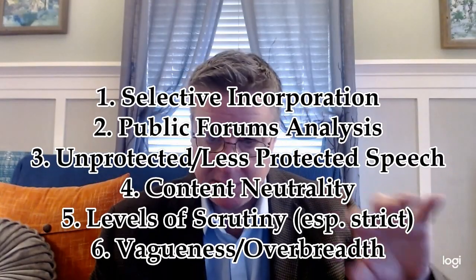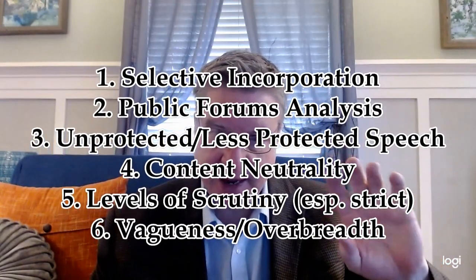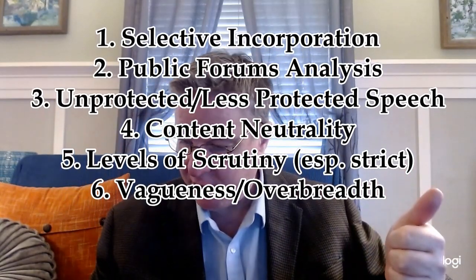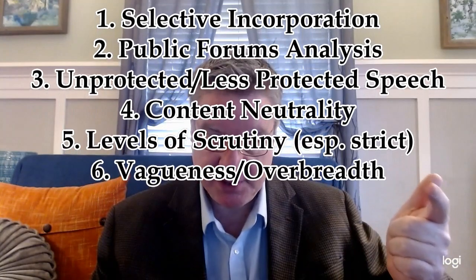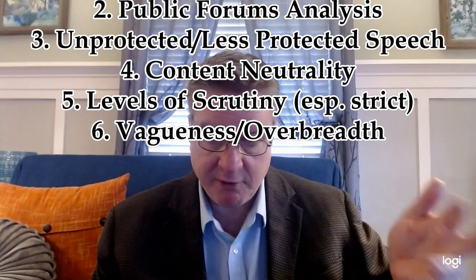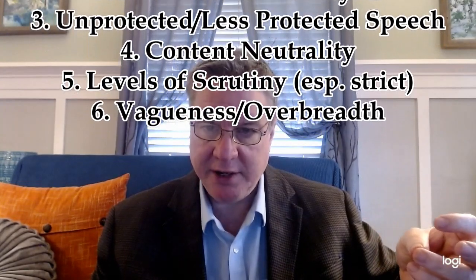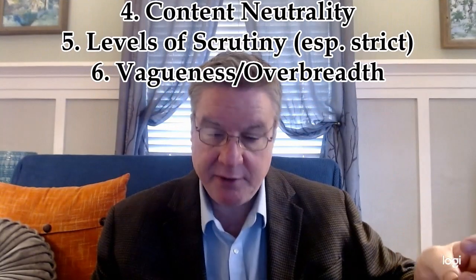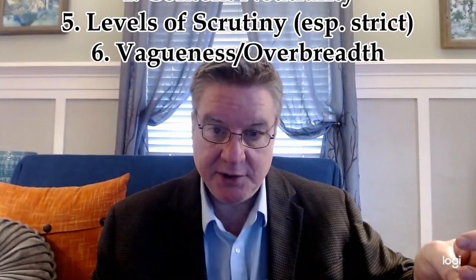So let me review. In addition to the templates that you can see in the description below, by clicking that link, 6 items to put on your mental checklist when you see a speech problem. Number 1, selective incorporation. Number 2, where/public forum. Number 3, is the speech unprotected or less protected? Number 4, always check for content neutrality. That's a huge linchpin in these cases. Number 5, know your levels of scrutiny and certainly how to apply strict scrutiny. And finally, number 6, check for vagueness, overbreadth.